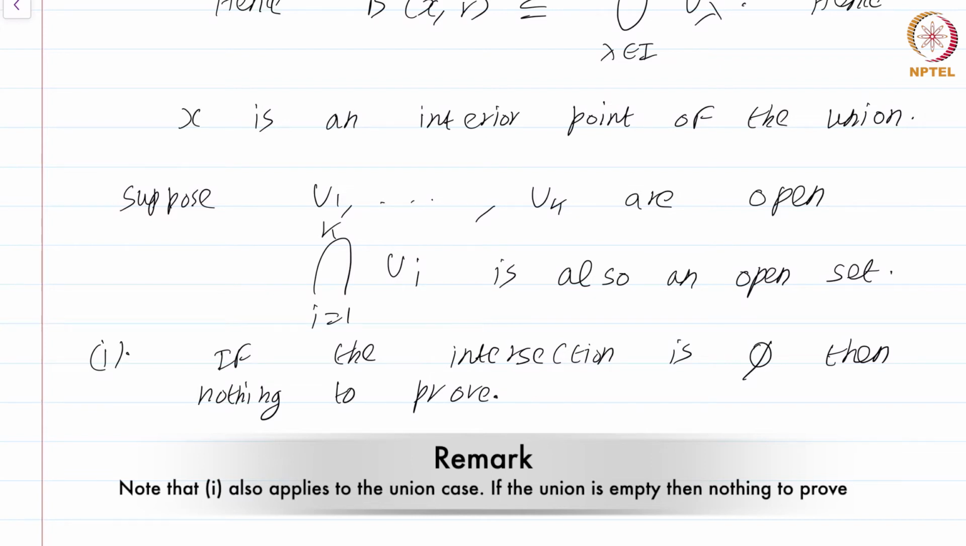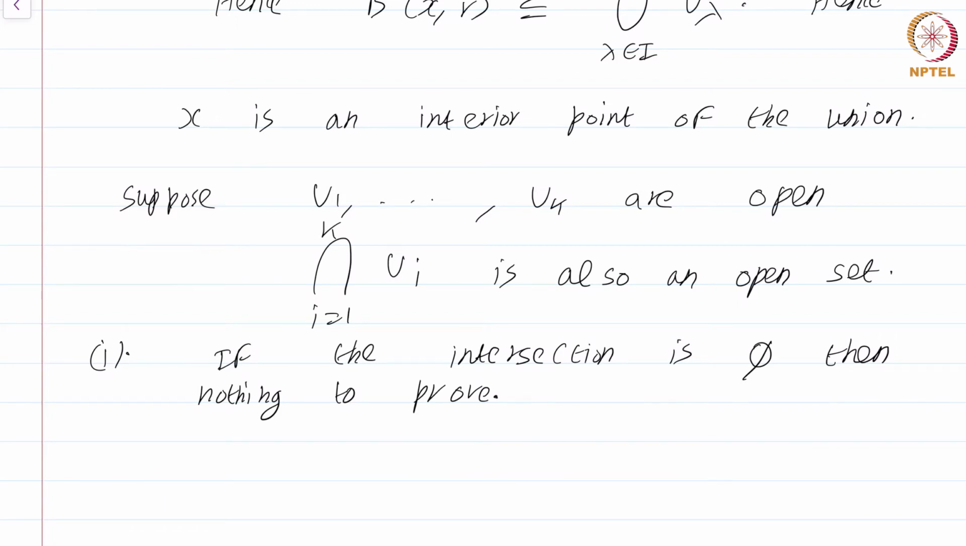Why is that the case? The reason is because the definition of an open set is that every point in that set is an interior point. But the empty set has no points. Therefore, this is vacuously true. Okay. So the empty set is an open set. So if the intersection is empty, nothing to prove.